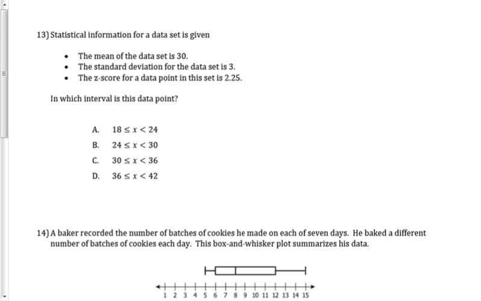Number 13, we have some statistical information. We have the mean of the data set is 30, so that's our symbol mu. Standard deviation is 3, so that's sigma. And then we have our z-score is 2.25. So we're looking for x.